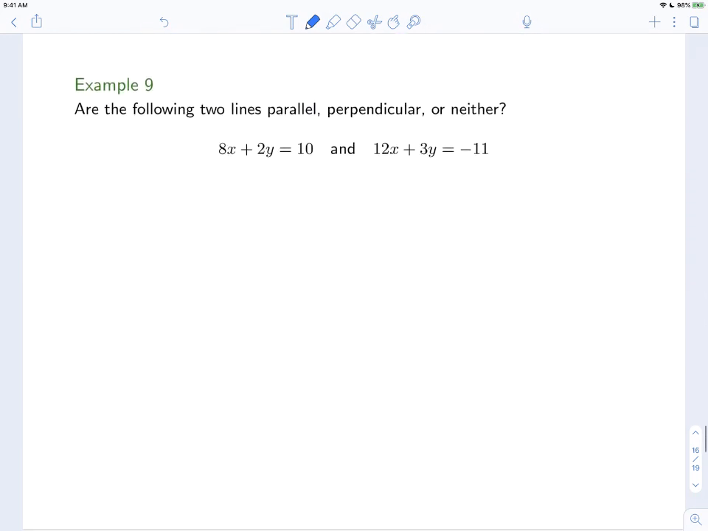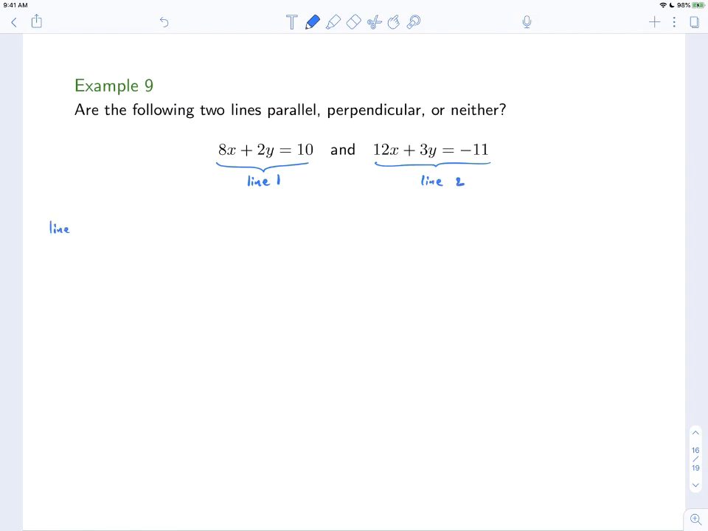What about this one? Are these two lines parallel, perpendicular, or neither? Well, we're going to do it the same way. So again, this will be line 1. This one will be line 2. So we just need to figure out what the slopes are.